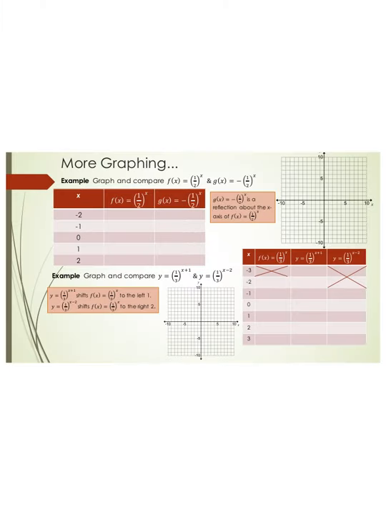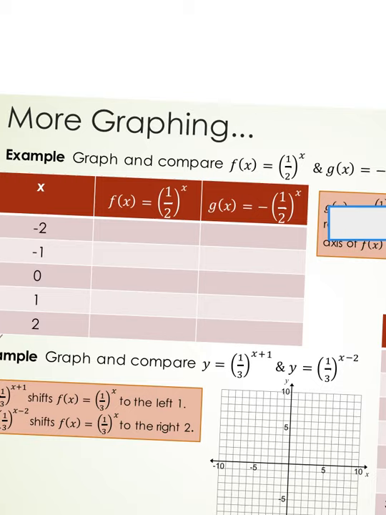In our next example, we're going to graph and compare f of x equals 1/2 to the x power and g of x equals negative 1/2 to the x power. The first thing I would do again is fill out our xy table. For f of x, 1/2 to the negative 2 power is 4. 1/2 to the negative 1 power is 2. 1/2 to the 0 power is 1, then 1/2 to the first, and 1/2 squared. We can also fill out our g of x. Notice that it's very similar except there's a negative sign in front. So all we have to do is negate our y values from the previous table.